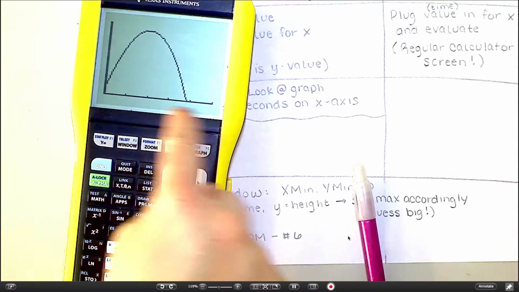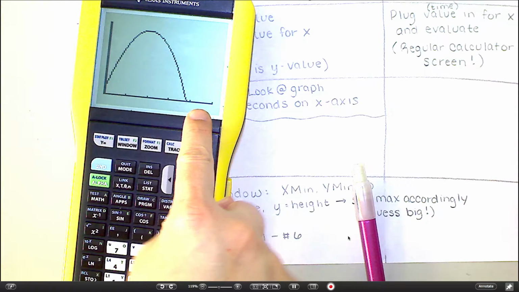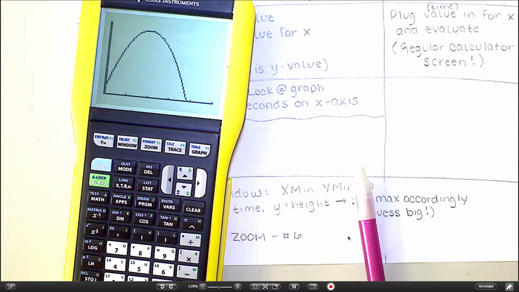So I'm just looking at my graph. Your x-axis is your time, right? So these little dots are all seconds. How many seconds did it take for this to hit? 4. Almost 4, yeah. So if I was to answer that for this question, I would say about 4 seconds.